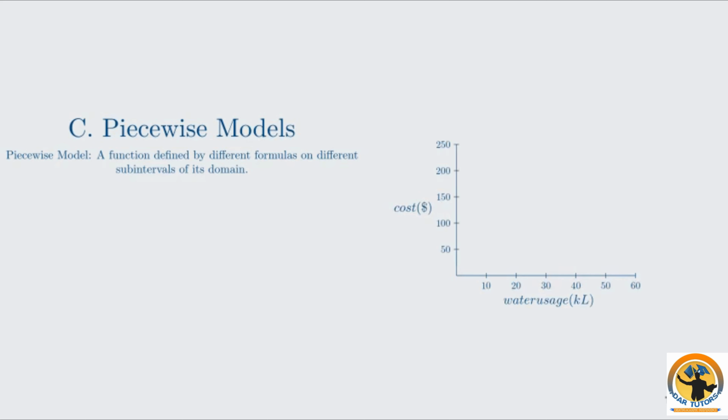This graph shows the cost of water. Notice there are two distinct line segments. The first, for usage up to 25 kL, has a shallower slope, indicating a base rate. After 25 kL, the slope is steeper, meaning you are charged at a higher rate. This structure is best described by a piecewise model.